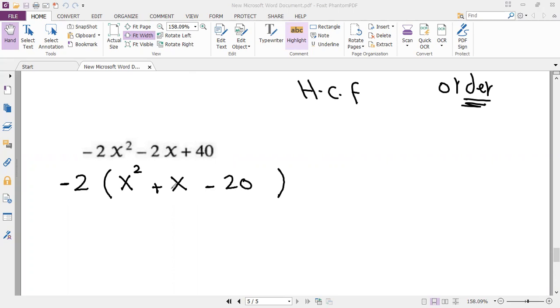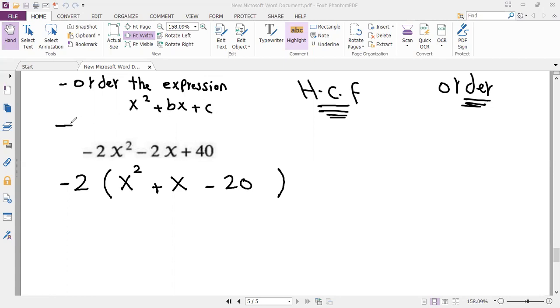And how can we factorize? So before factorizing any expression, step number 1, order the expression, or write the expression in the form x squared plus bx plus c. And if you have a highest common factor, take the highest common factor and then factorize. So here we have x squared plus x -20.